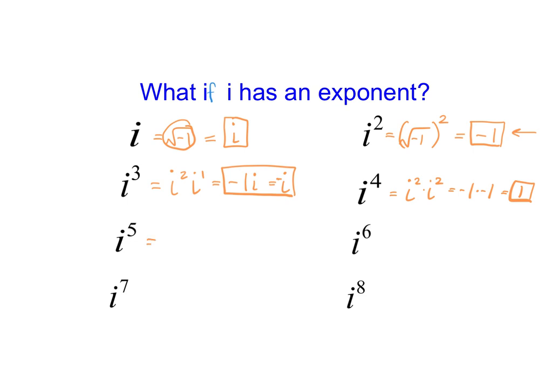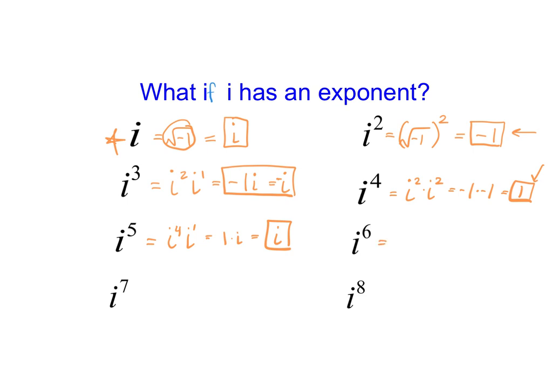So now if we take a look at these larger ones, you're going to see there's actually a pattern that results. So i to the fifth, again, if I use my exponent properties, I can do i to the fourth times i to the first. Well, I just learned that i to the fourth is 1. So this is equivalent to 1 times i, or just i. And notice we're back up here.